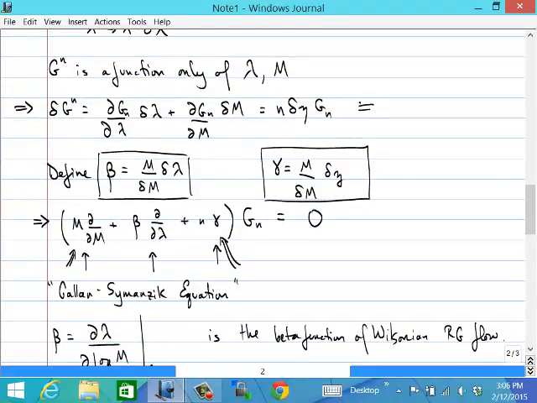This equation? Yeah, that's right. I'm not sure I understand why lambda and m are independent variables. Because m depends on m. Yeah, no, I mean, that's an important point.